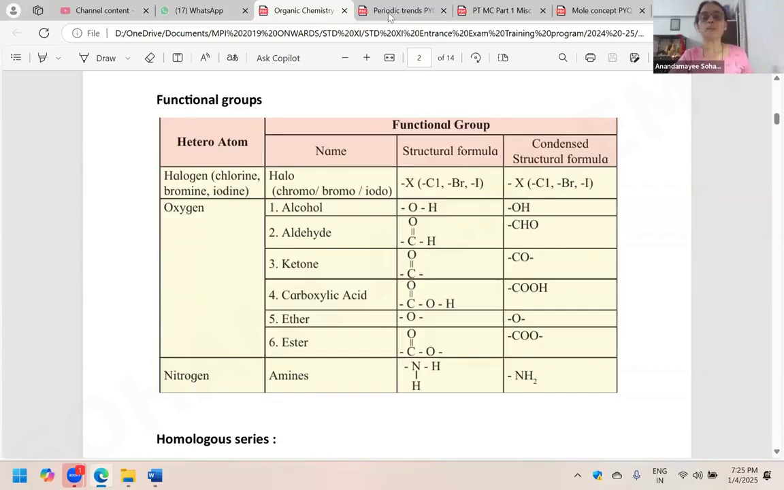Yes, Harishvardhan? So teacher, which book we have to prefer? I think which board you belong to? SSC, CBSE? CBSE.